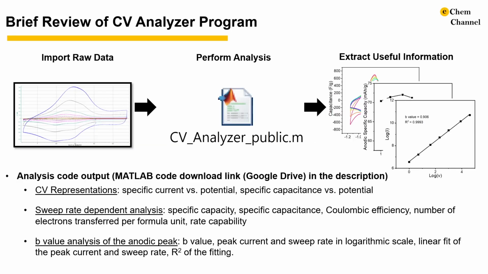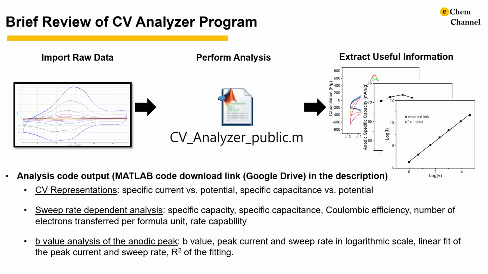To briefly review what the CV Analyzer does, we can run this code to process the raw text files exported from Biologic potentiostat and produce 4 text files containing various analysis results. For the demonstration of the code, please watch tutorial 24. The exported results are summarized below.